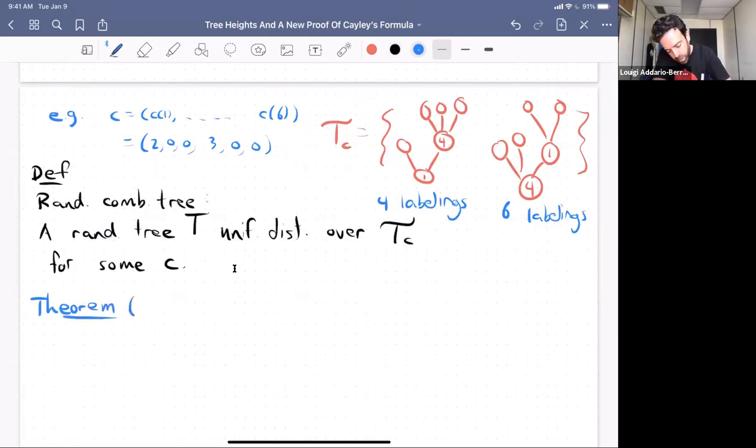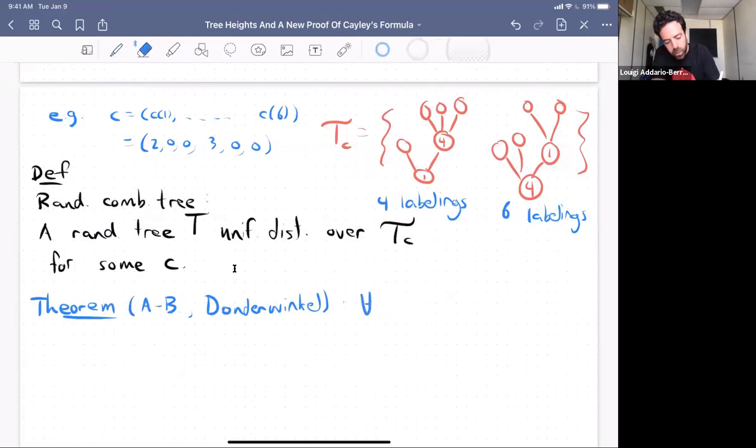So this is joint with Serte Donderwinkel, doctoral student with Christina Goldschmidt in Oxford. So our results are mostly about the heights of random trees. So this theorem is a tail bound for the height of a random combinatorial tree. It says that for any epsilon, there exist positive constants little a and big A, such that the following holds.